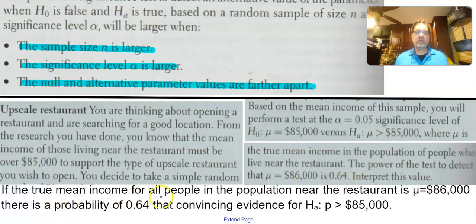What that means is, if the true mean income for all people in the population near the restaurant is 86,000, because that's greater than the 85,000, this income is greater than 85,000, so it is my alternative value. There is a probability of 0.64 that we will find convincing evidence for the alternative hypothesis. I already know one value for the alternative hypothesis. So what is the probability that other values exist? That's what we're saying.